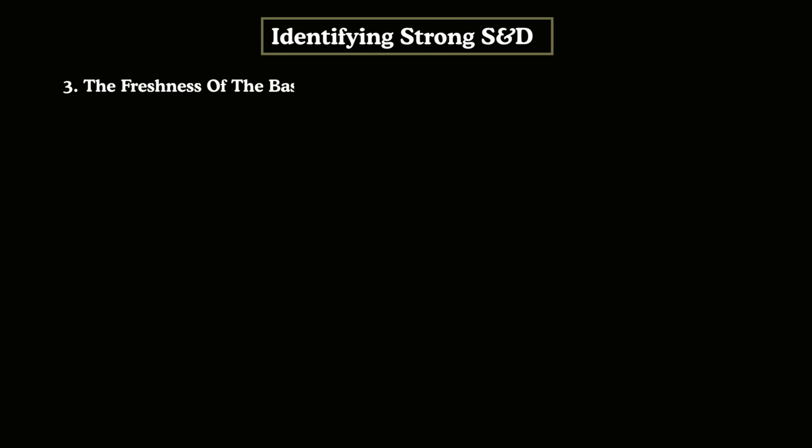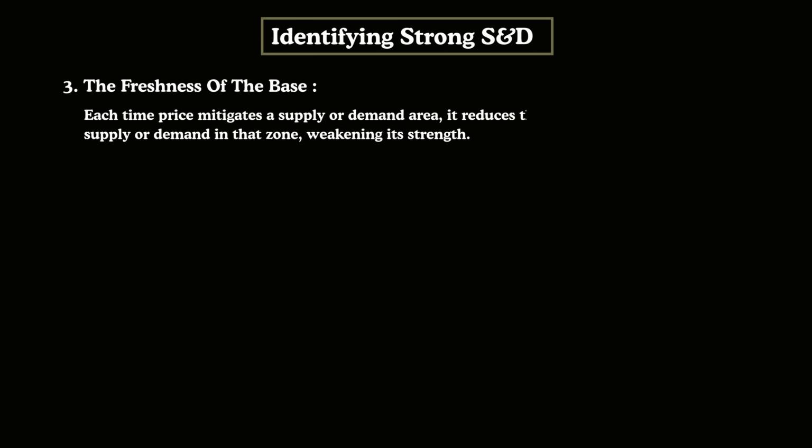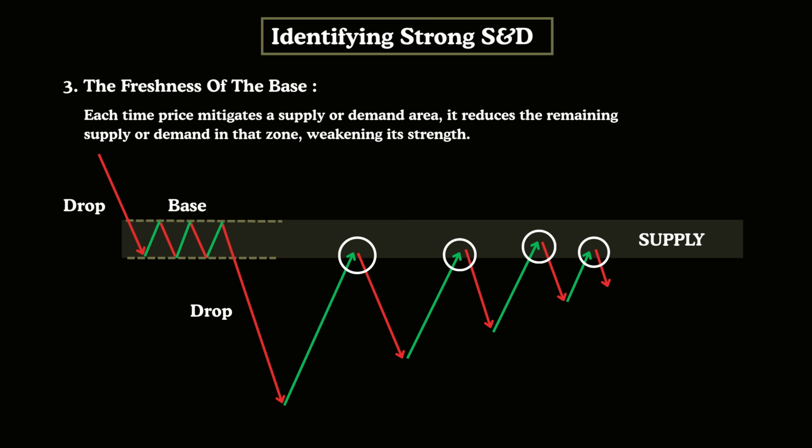The third element to take into account is how fresh the base zone is. Every time the price revisits and mitigates a supply or demand area, the available supply or demand within that zone diminishes, reducing its overall strength. In this session, we've explored the foundational and advanced principles of supply and demand zones, the underlying market psychology, and techniques for accurate identification. In the upcoming segment of this video, we'll guide you through spotting institutional supply and demand zones and applying them to enhance a profitable strategy and make successful trades.